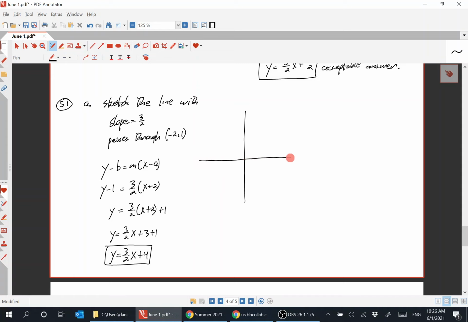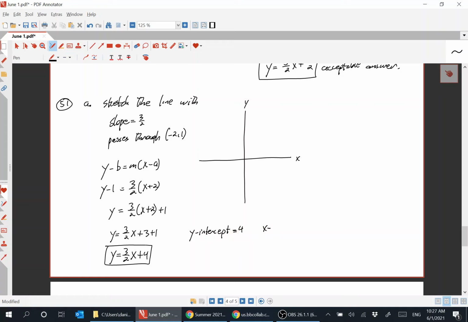So the easiest way to do it is to find the x-intercept and the y-intercept, if you want to sketch it on an xy axis. Find the x-intercept and y-intercept. Well, the y-intercept is 4, once you put it in the slope-intercept form.